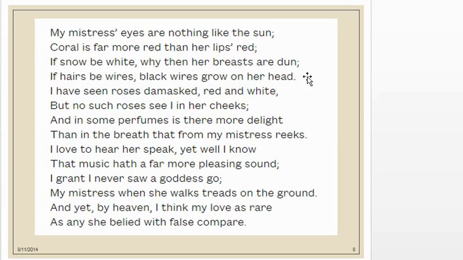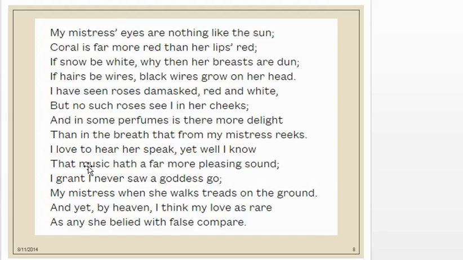I have seen roses damasked red and white, but no such roses see I in her cheeks. Her cheeks aren't red. They're not rosy. Does this sound like a love poem to you guys? Is anyone feeling, well, this doesn't sound like very much of a love poem? And in some perfumes there is more delight than in the breath that from my mistress reeks. Her breath stinks. Perfume smells way better than my mistress. I love to hear her speak, yet well I know that music hath a far more pleasing sound. I love to hear her talk, but music is far better than her voice.